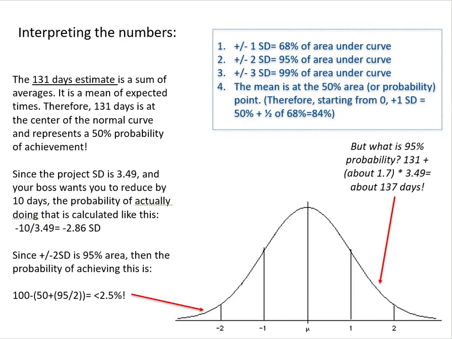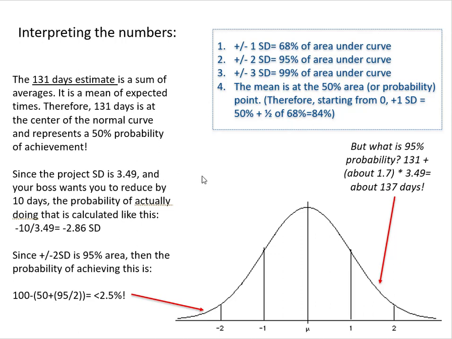Well, if you look at something known as a z-table, you could ballpark this, but to make a long story short, if you look at a z-table, about 1.67 standard deviations is the 95% probability. It's somewhere in this red arrow. So if you multiplied 1.7 times 3.49 days, it's about 137 days.